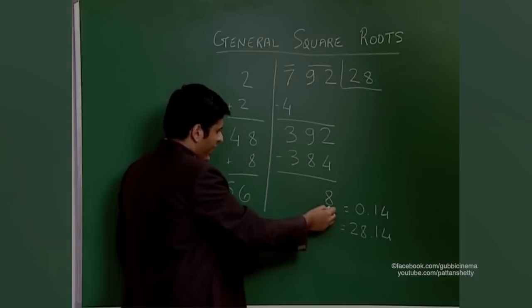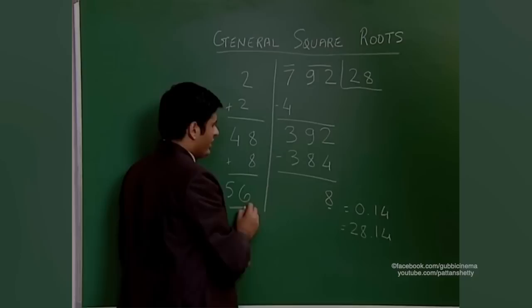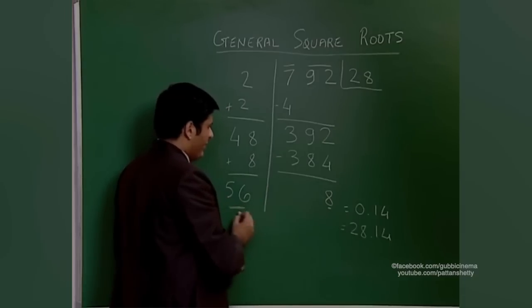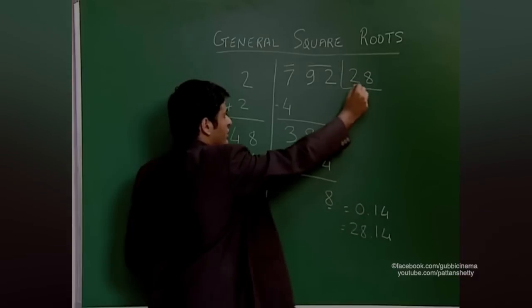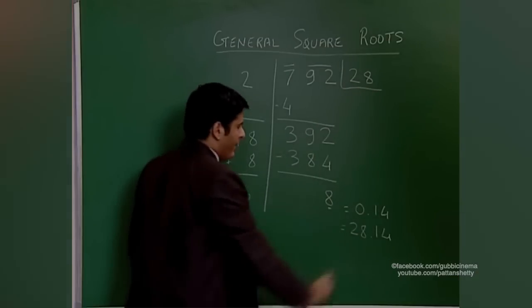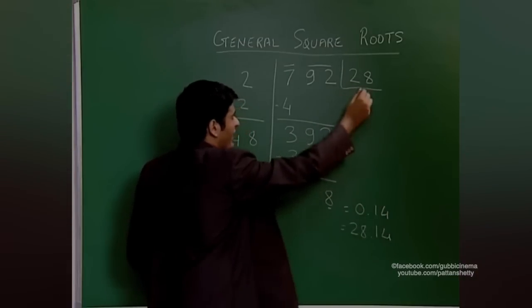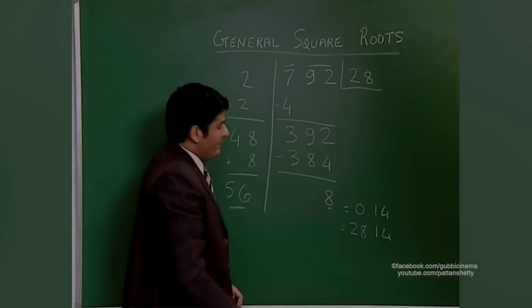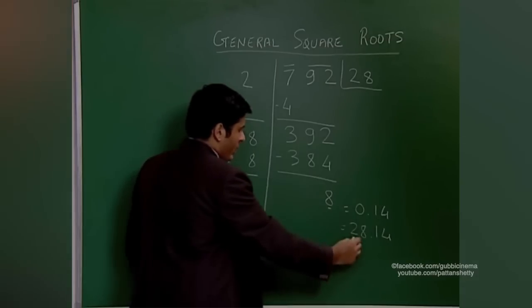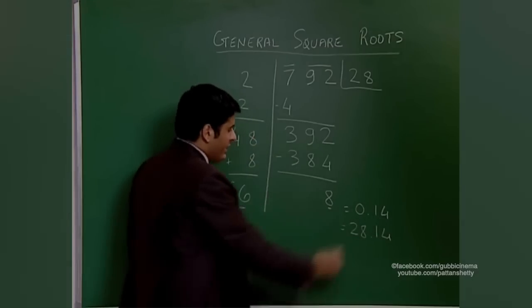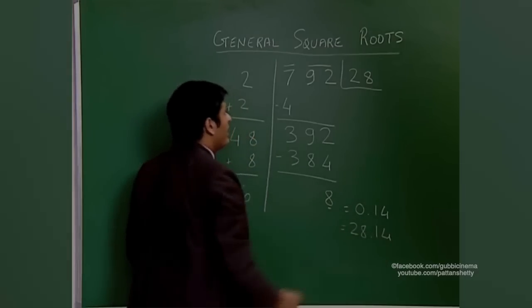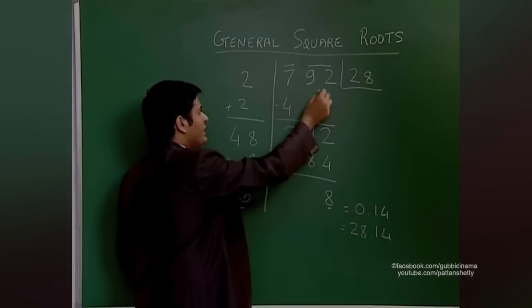Now, we have 8 over here, we have 56 over here. So we divide 8 divided by 56 is 0.14. Our perfect quotient is 28 and the decimal part is 0.14. We add both. 28 plus 0.14 is 28.14. That means approximately 28.14 is the square root of 792.